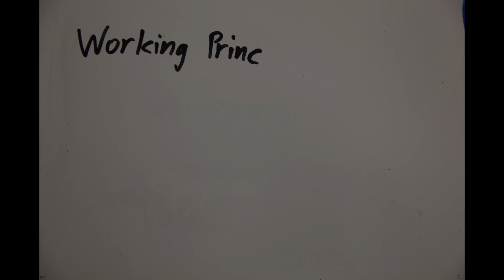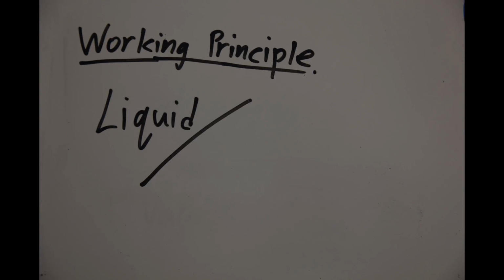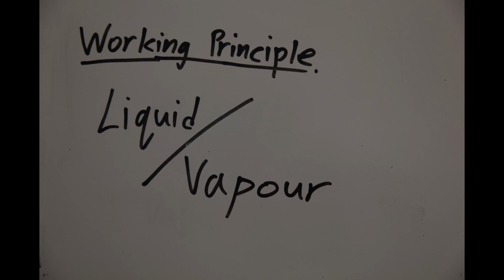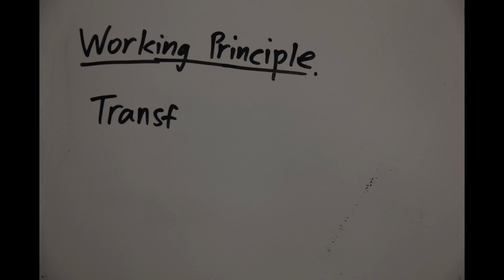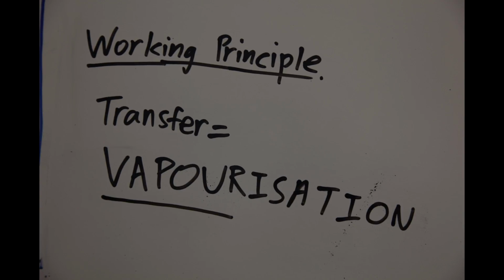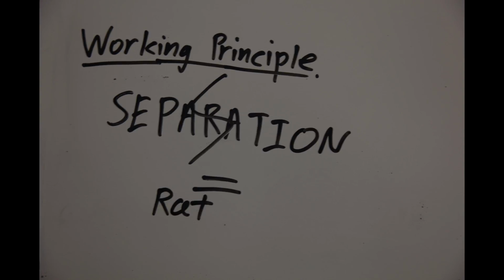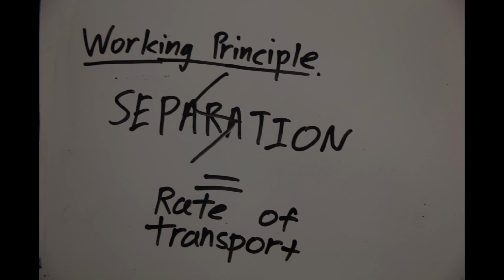So, how does pervaporation work? The membrane works as a selective barrier between the two phases, the liquid phase feed and the vapor phase permeate. Vaporization allows the components of the liquid feed to transfer through it. The difference in the rate of transport of individual components through the membrane will determine the separation of the components.